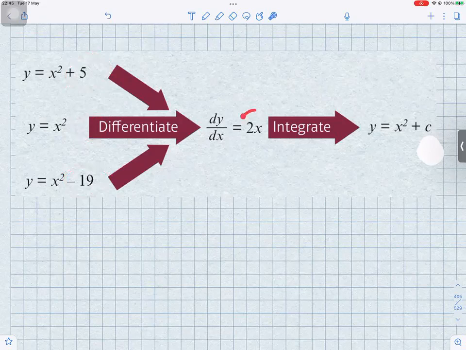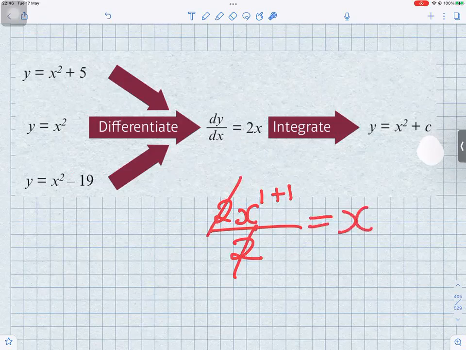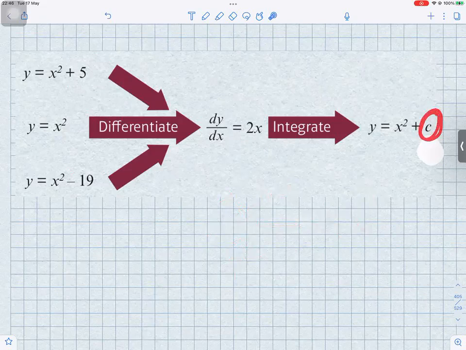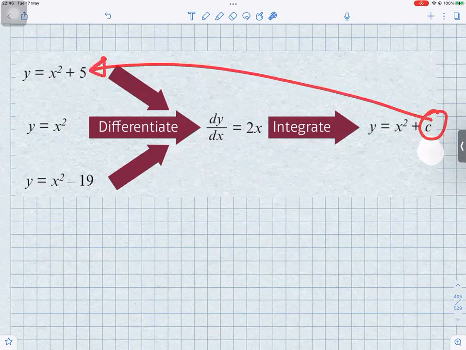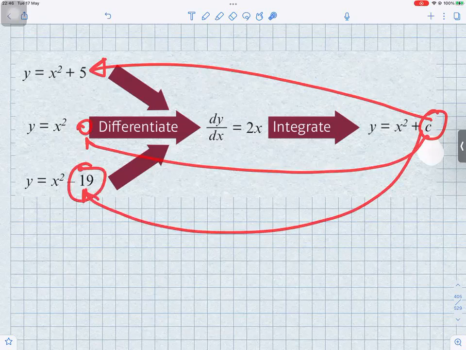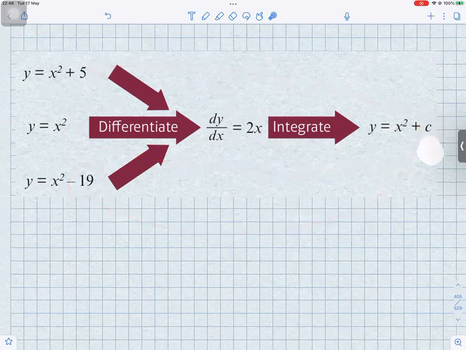So when you integrate 2x, it will be 2x, add 1 to the power, divide by the new power. So the 2 will cancel, and you end up with x. 1 plus 1 is x squared. And then you add this constant. This constant of integration could be that 5. It could be the 0 here, or it could be the minus 19. They'll always give you numbers that help you to find exactly what the constant is.